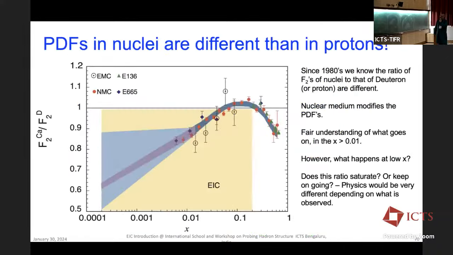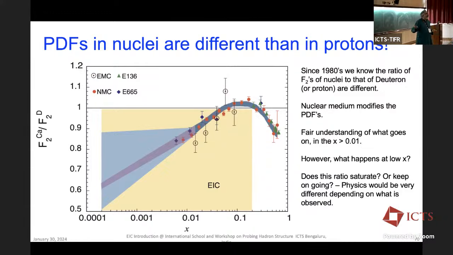Last but not least, we also don't know much about the nucleus. And this is one slide on that. If you look at this ratio of the F2 structure function of calcium to the F2 structure function of the deuteron, and compare that, that's the ratio. Deuteron is more like a proton. That's what we wanted to do, right? Deuteron is very close to a proton. So if you take the ratio of a nucleus to a proton, and you look at the F2 structure function, the fact that it is not 1 tells you that the distribution changes, and it changes as a function of x.